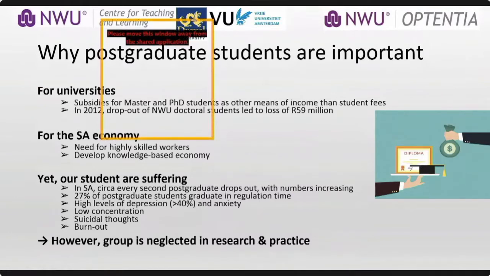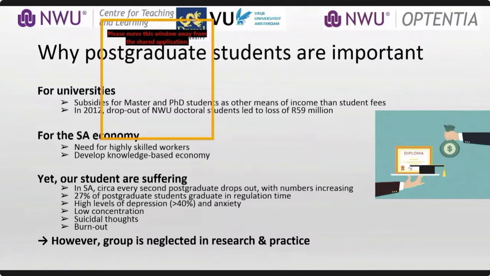So for universities, they are important because they are important different means of income than just student fees. So for each master and PhD student that actually gets their diploma on time, the university gets a subsidy, and it's a significant amount. And if students drop out, that can lead to quite a large loss. But they're also important for the South African economy because South Africa wants to develop into a knowledge-based economy. And for that, we, of course, also need highly skilled workers with a high diploma.